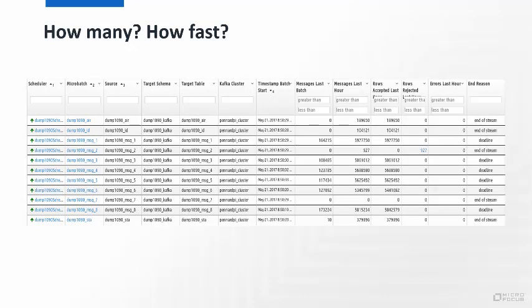A question often asked is, how many rows can Vertica handle from Kafka? How quickly can it load that data? Although not a very scientific test, I decided to reset the Vertica scheduler and let it attempt to load all of the messages that were waiting in the Kafka topics from the beginning. As can be observed on the right, under the end reason column, there are now two different messages.